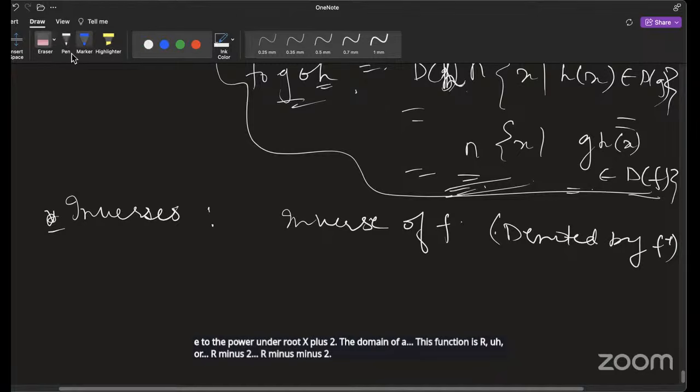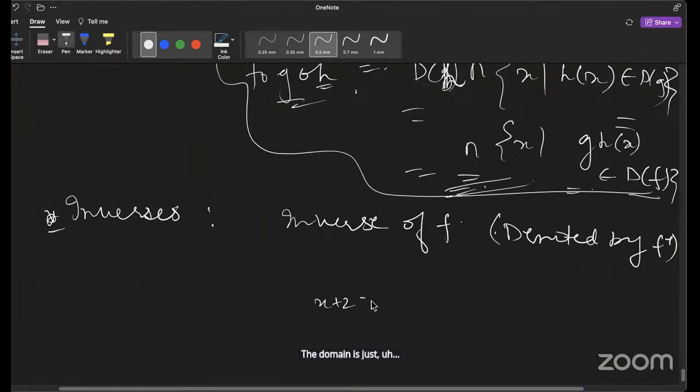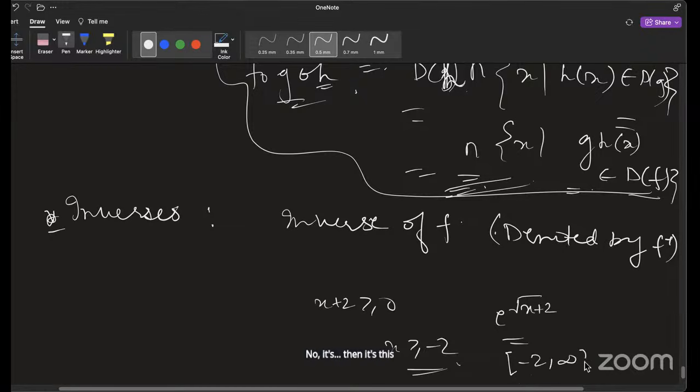The domain is just, it's x plus 2, right? So x plus 2 should be greater than 0. That will give you x greater than or equal to minus 2. It's minus 2 to infinity. I cannot understand that e to the power root x plus 2.